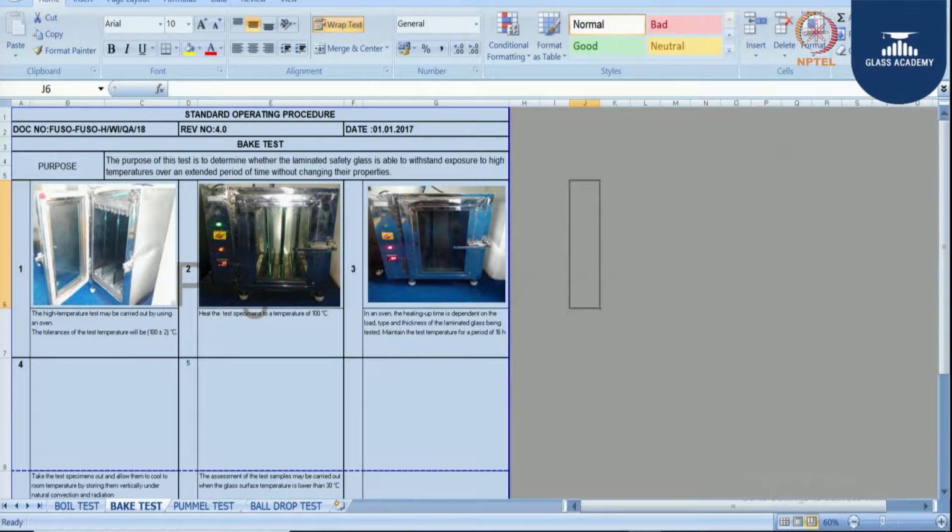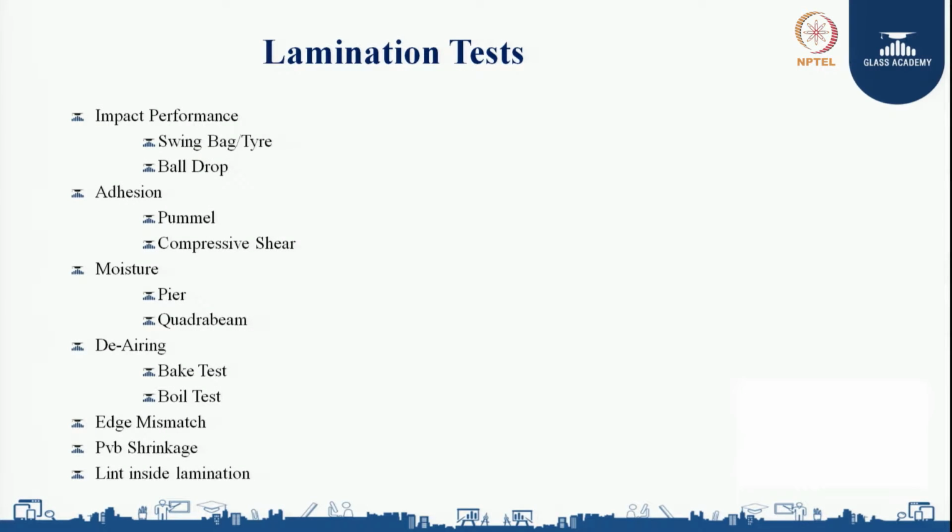For bubbles or any discoloration, at a particular temperature the bubbles started to form, I will be noting the temperature. The minimum temperature that glass has to withstand is 135 degrees centigrade, and beyond 135 I need to see up to what level my glass is able to withstand. So basically with the help of bake test I am able to see the durability of the glass for a high temperature. Now we are going to see the lamination test.